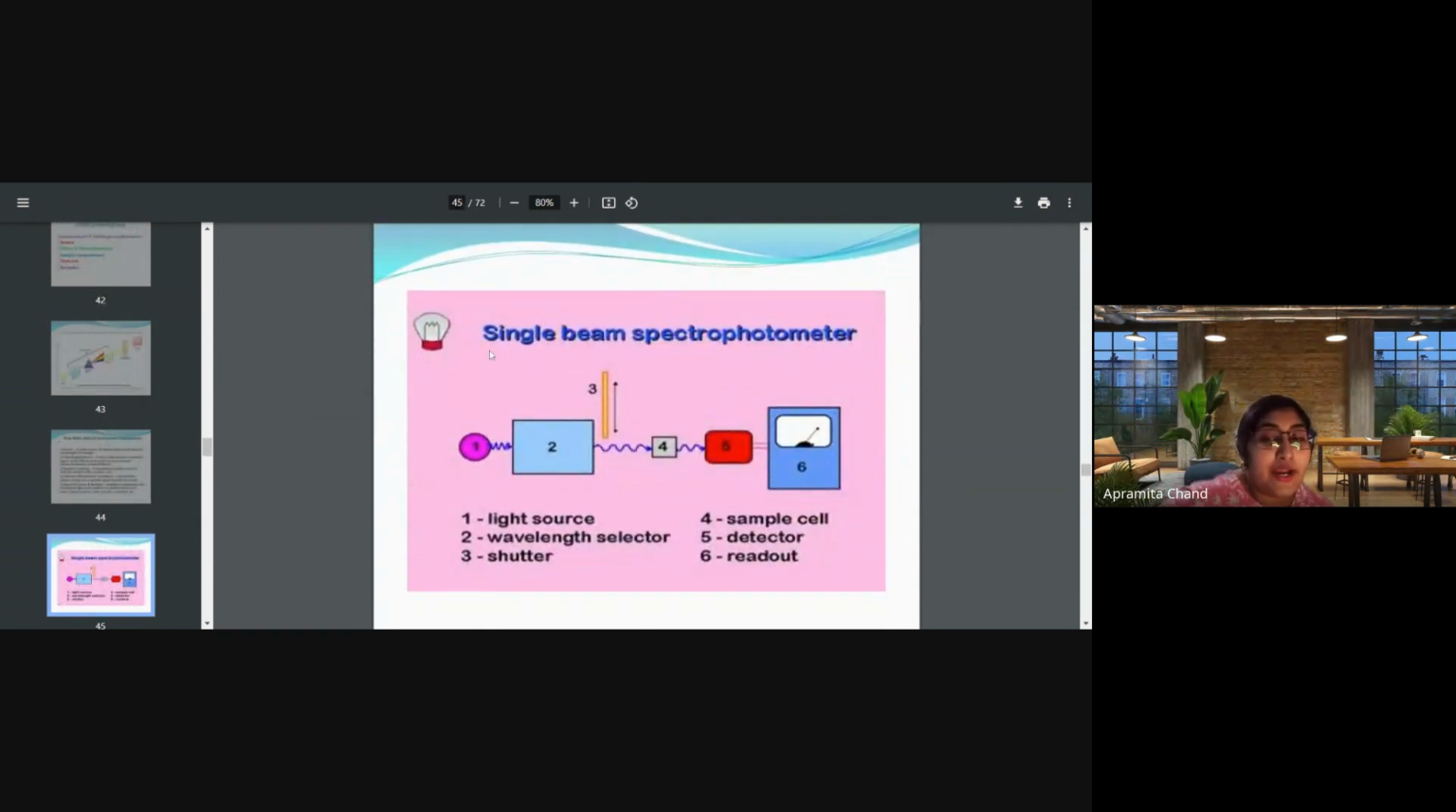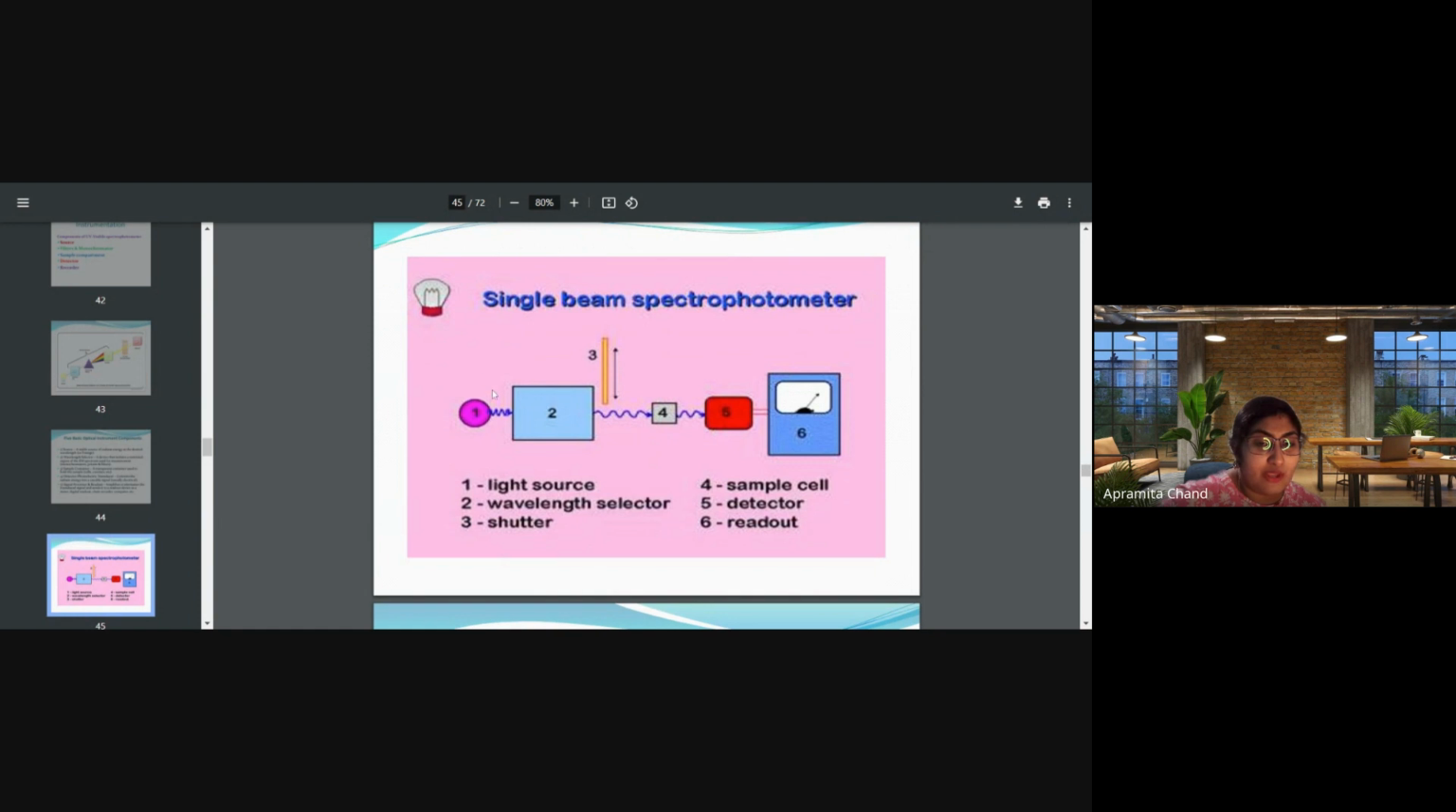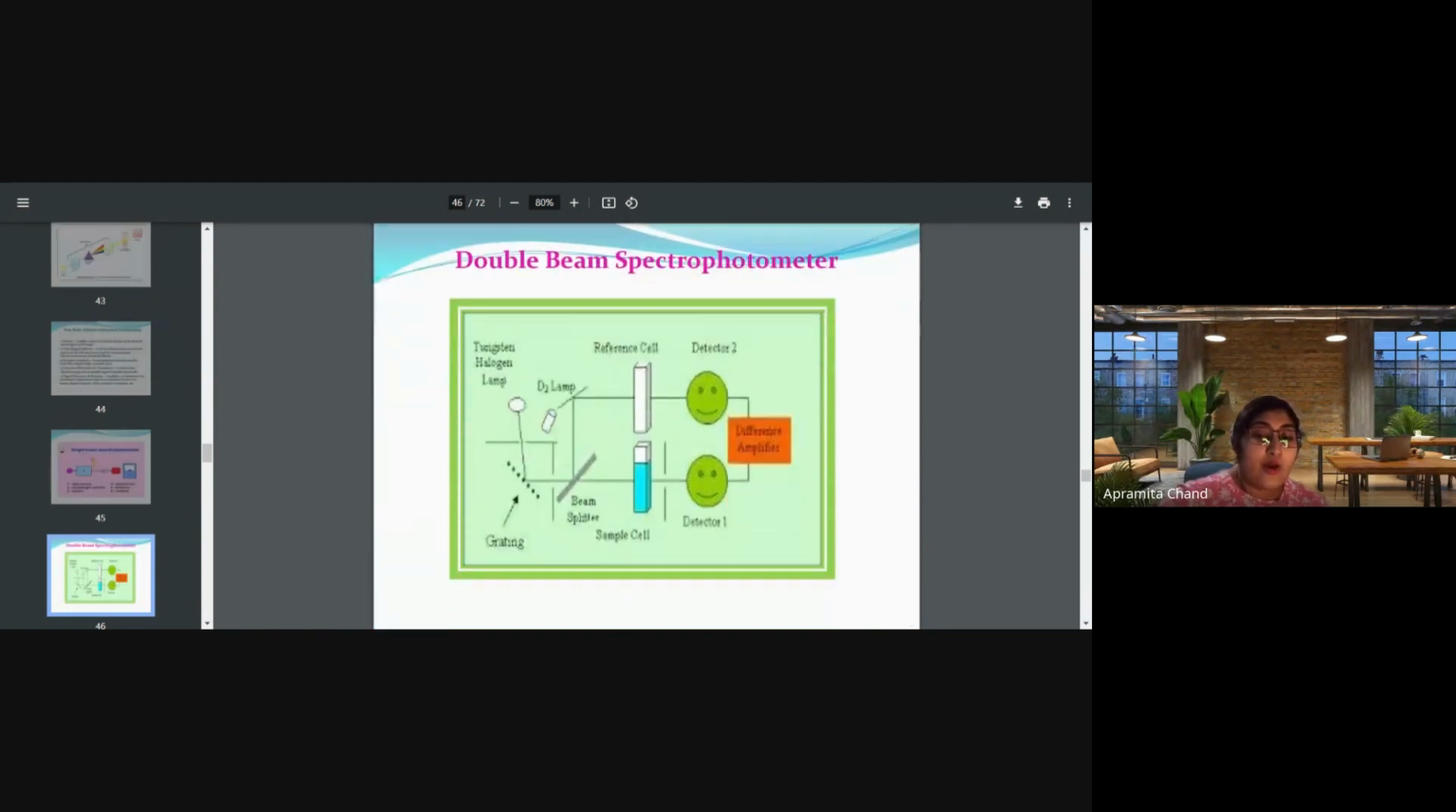So you have two kinds of spectrophotometer based on the beams. You have a single beam spectrophotometer where you have a light source, you have a wavelength selector, then it directly falls on the sample, detector, and readout. On the other hand, you have a double beam spectrophotometer.